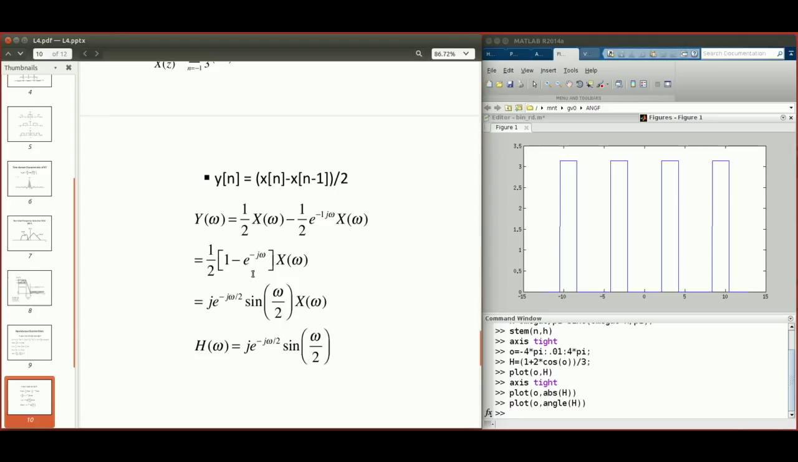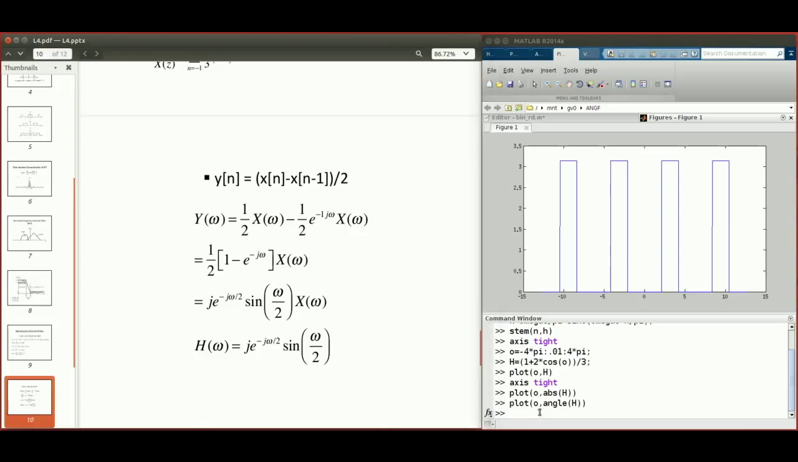This particular formula can be manipulated even further. You can extract e to the minus j omega divided by 2 out of the square bracket. Then the term inside the square bracket becomes e to the positive j omega divided by 2 subtract e to the minus j omega divided by 2, and the result is 2j times sine omega divided by 2. The 2 and 2 cancel out, and you have a j left. So now the transfer function can be written like this.